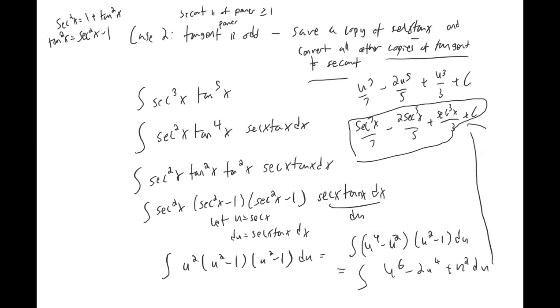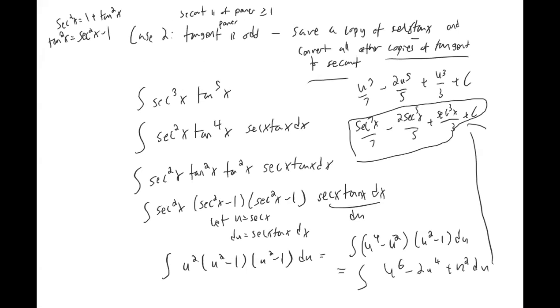Nothing too hard. So case 1 was the power of secant is even, case 2 is the power of tangent is odd. The rest is on a case by case basis. Let me just sort of convince you that it's hard. Even this thing is hard. I know you won't believe it, but this thing is actually harder than secant cube times tan to the 5th, like integrating just secant, right?